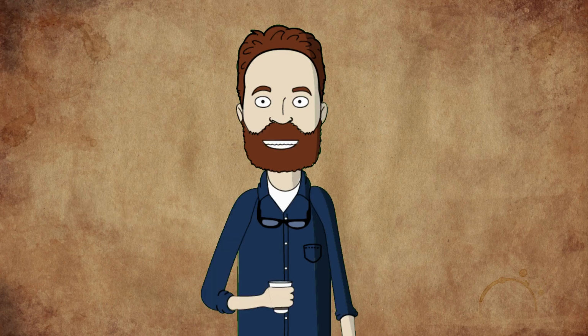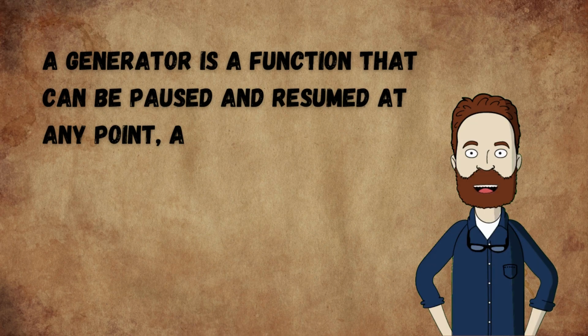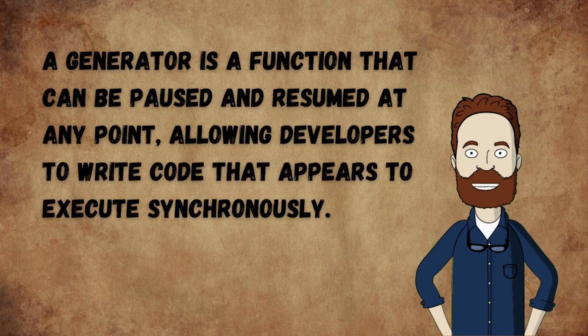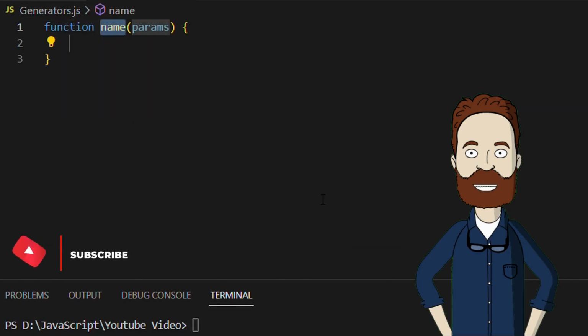Generators are another advanced feature of JavaScript that allows developers to write asynchronous code that looks synchronous. A generator is a function that can be paused and resumed at any point, allowing developers to write code that appears to execute synchronously. Now, here is a live example implementation of generator functions.